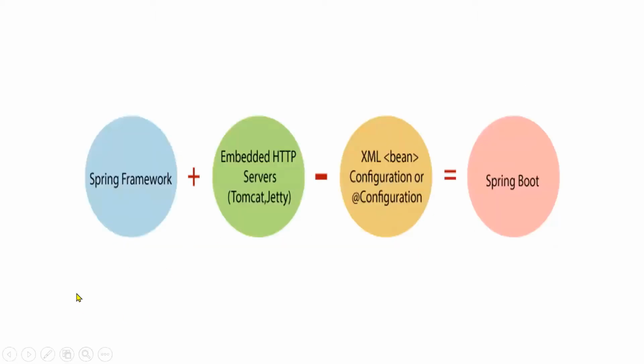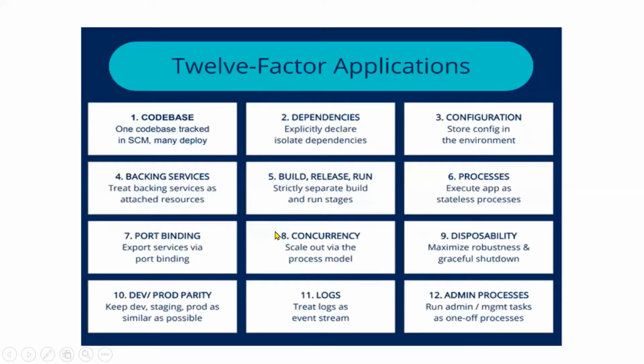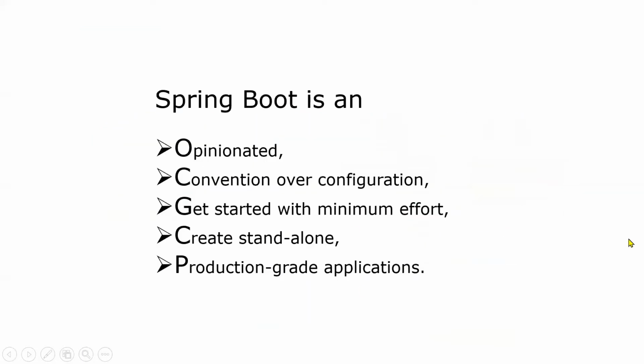So with Spring Boot, what happens is we have the Spring framework plus an embedded Tomcat server minus the configuration, and that becomes Spring Boot. So there is no or less configuration which we are going to use, right? And there is an embedded Tomcat, right? And if you see the definition of Spring Boot, it is an opinionated, convention-over-configuration framework. Get started with minimum effort. Create standalone, production-grade applications, right?